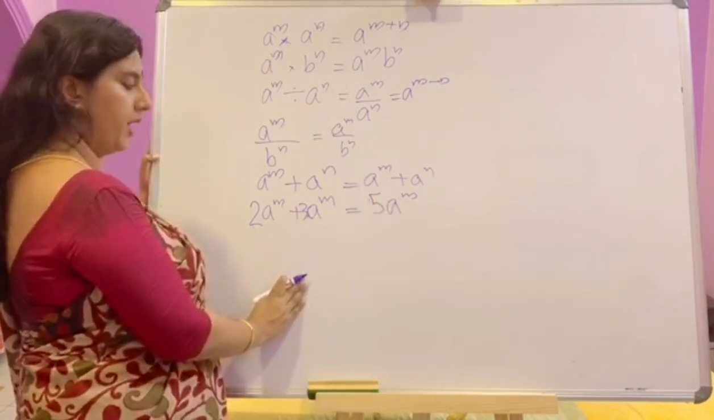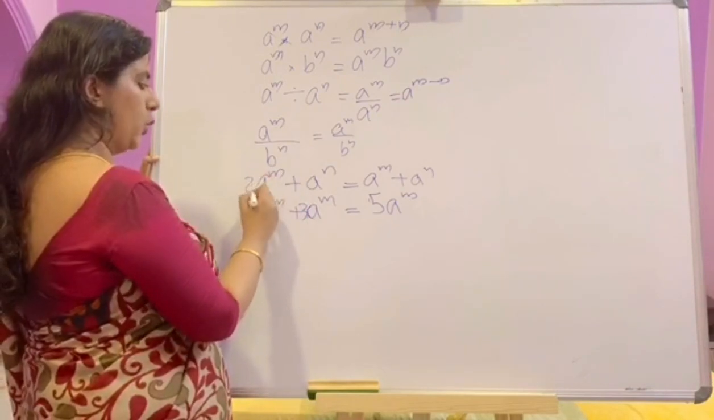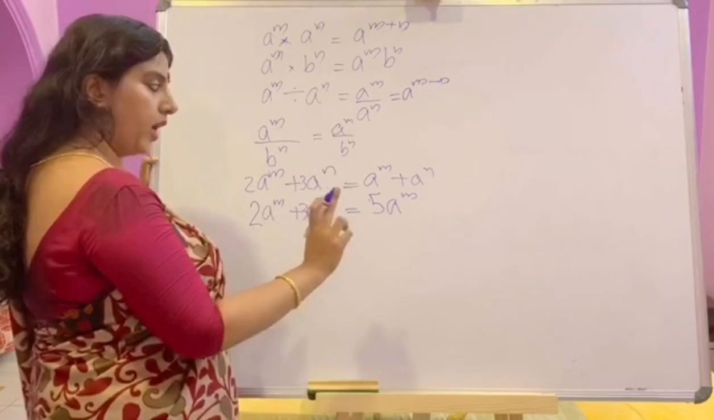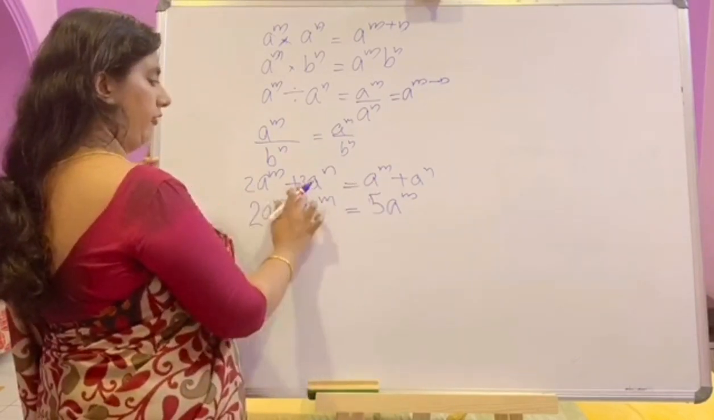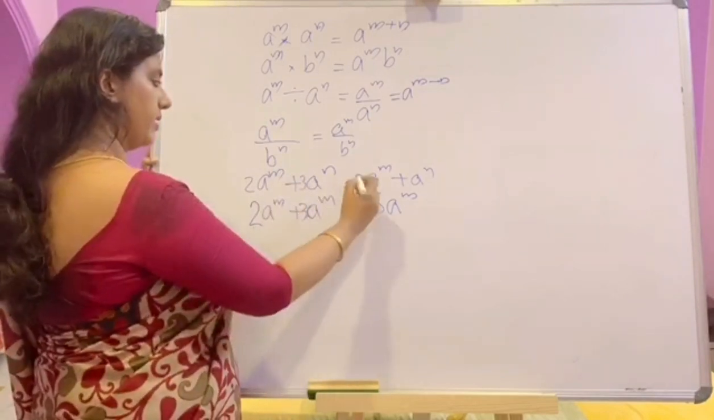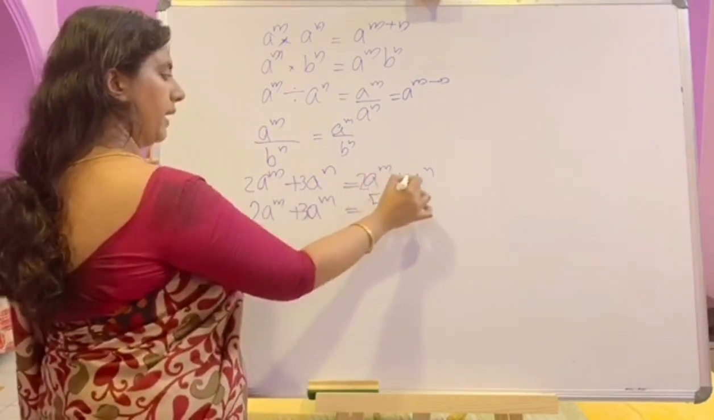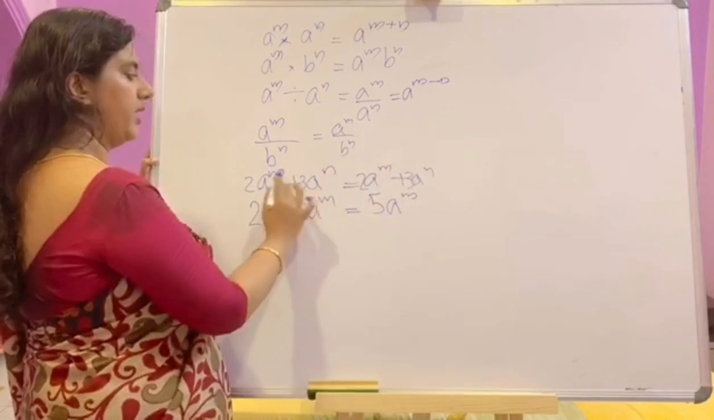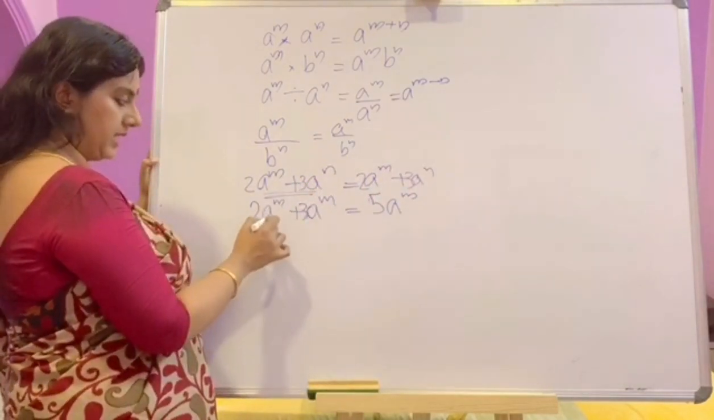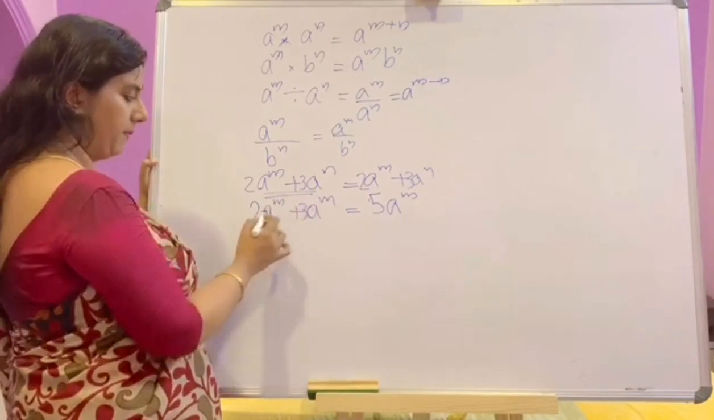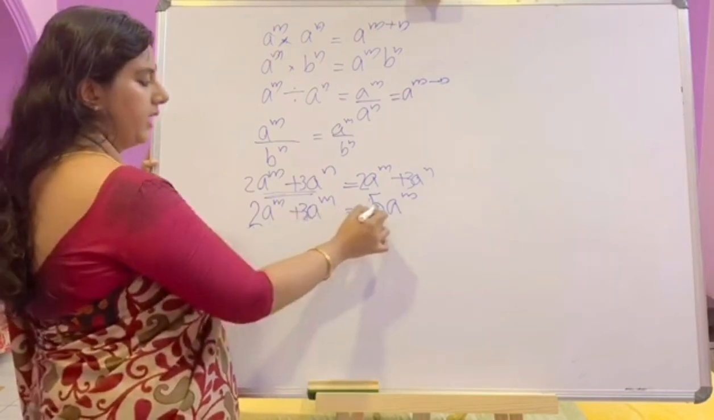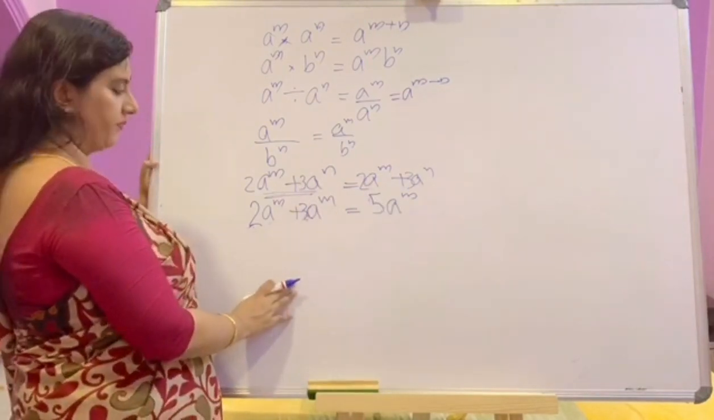But if it is 2a raised to m plus 3a raised to n, then you can't write it as 5a raised to m plus n or like that. Simply the answer is 2a raised to m plus 3a raised to n. You can't add this. This is the answer. But while it was like this, a raised to m and a raised to m, then you can add these two constant numbers along with that. That is 5a raised to m.